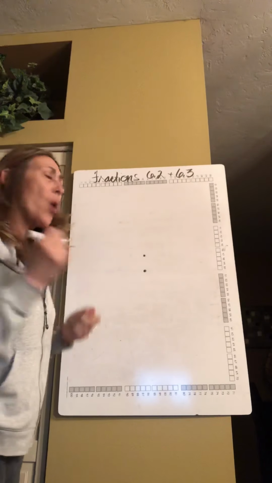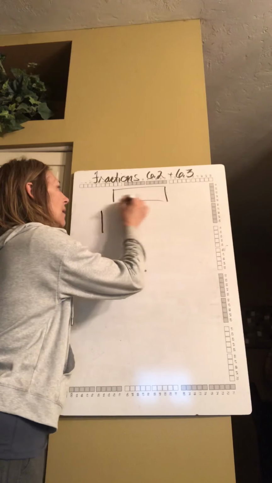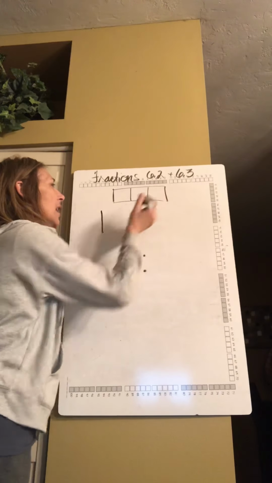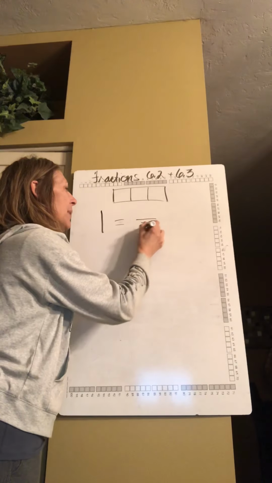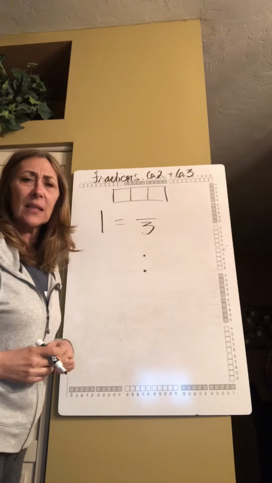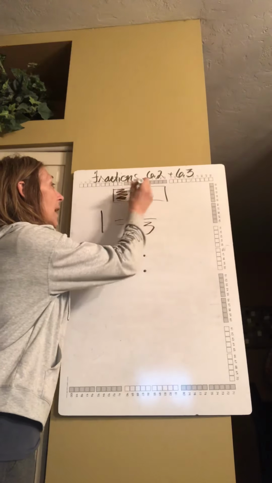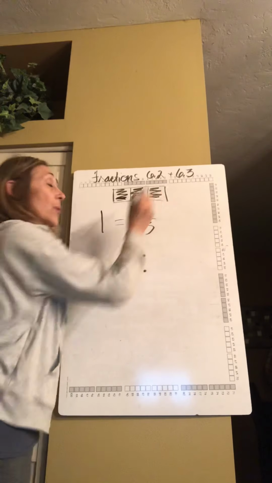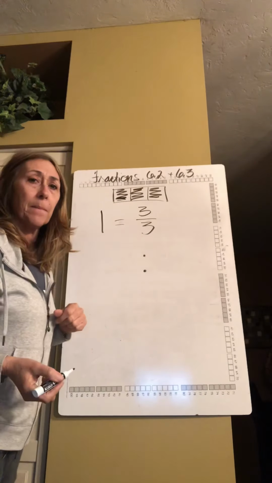I had one whole in that last fraction. And if I have one whole and my bottom denominator is 3, or it's divided into 3 pieces, one whole equals 1, 2, 3. 3 of the 3 pieces, 3/3.